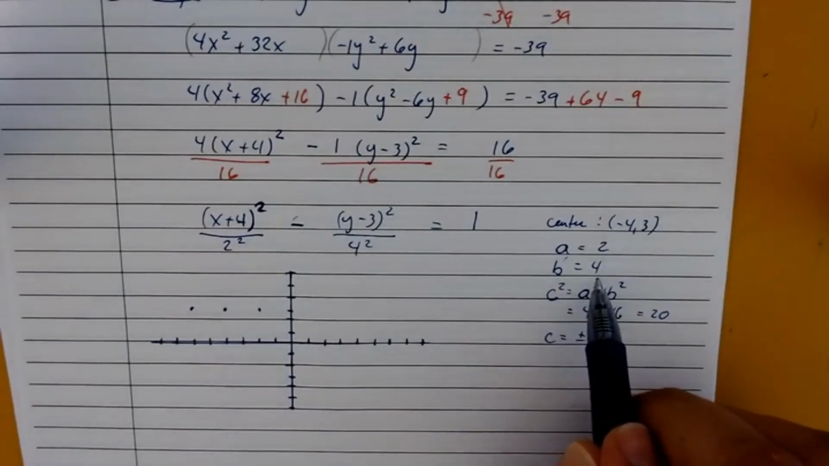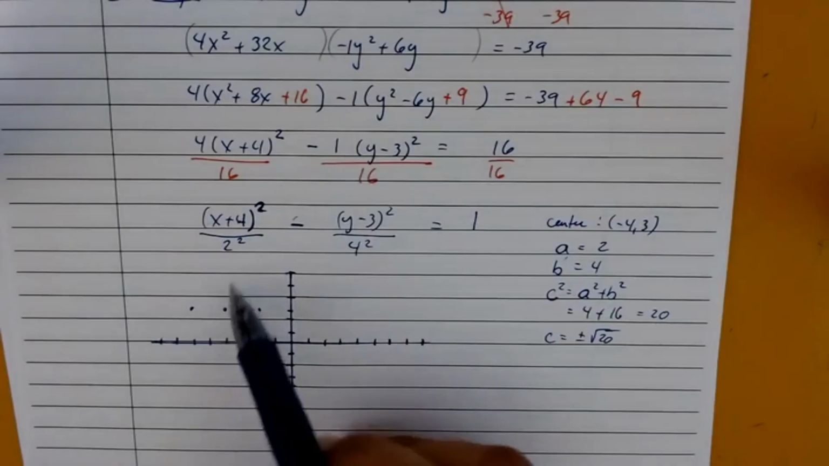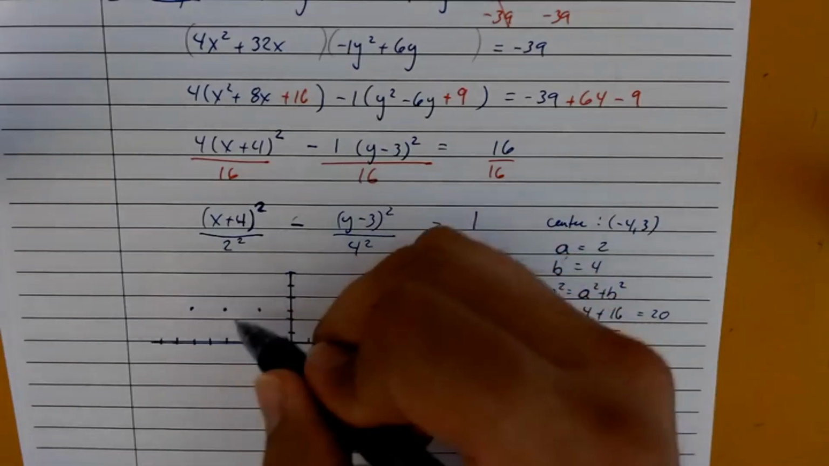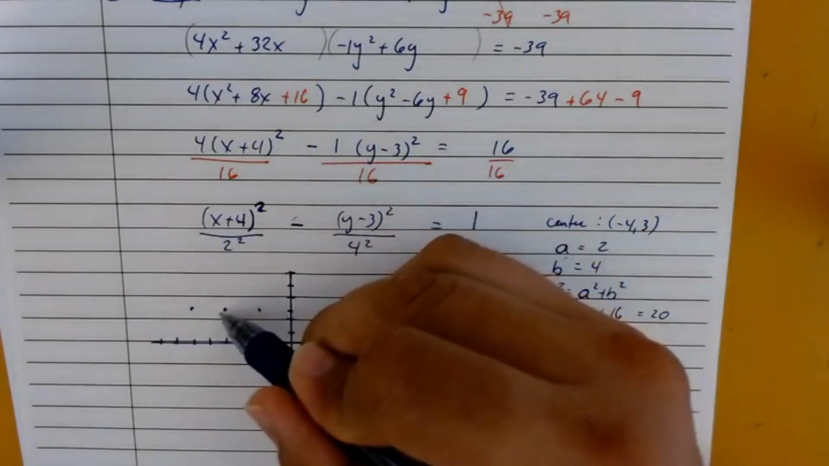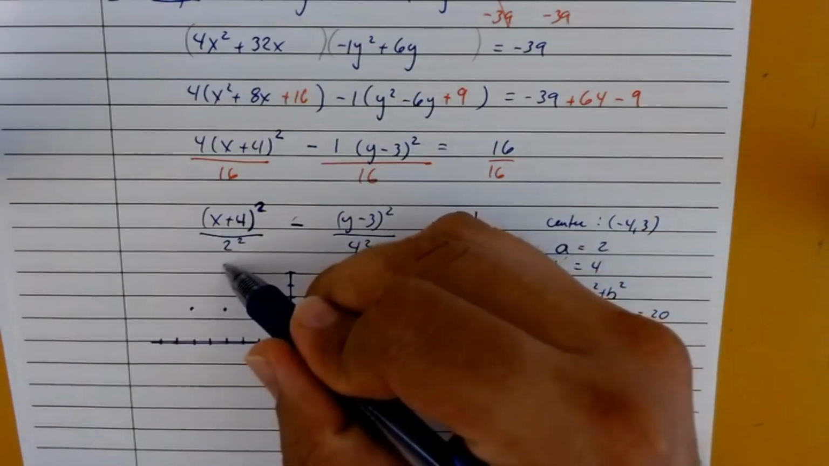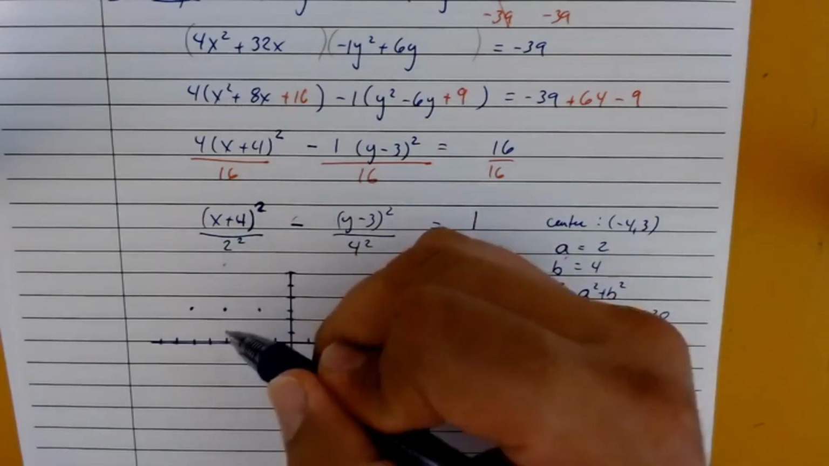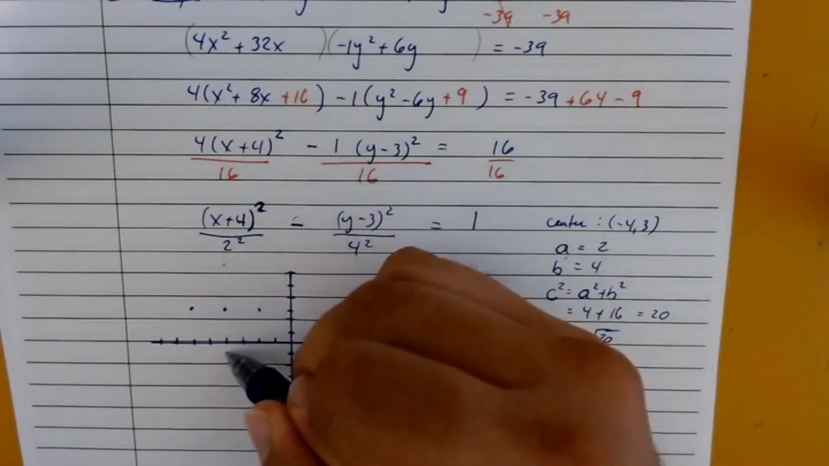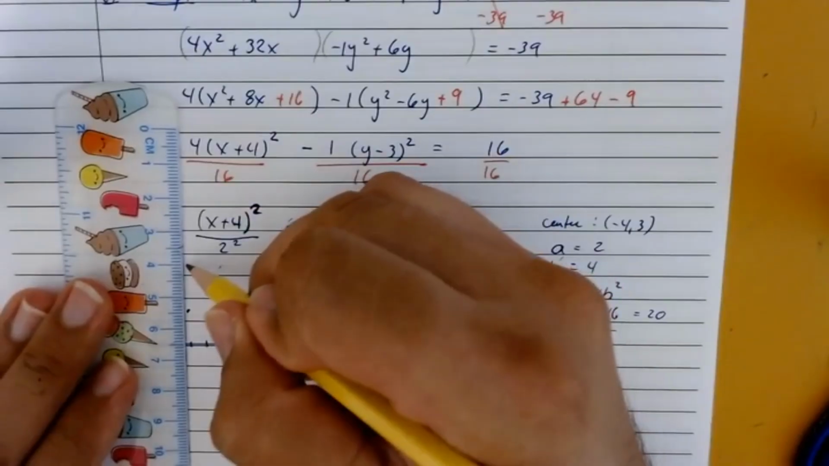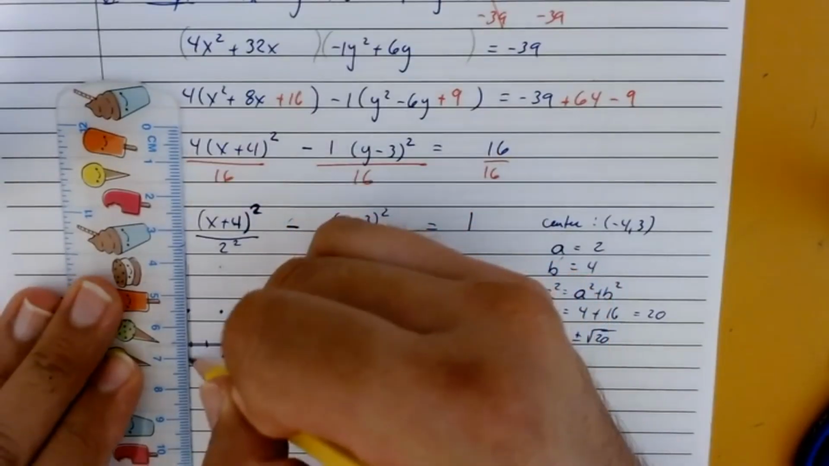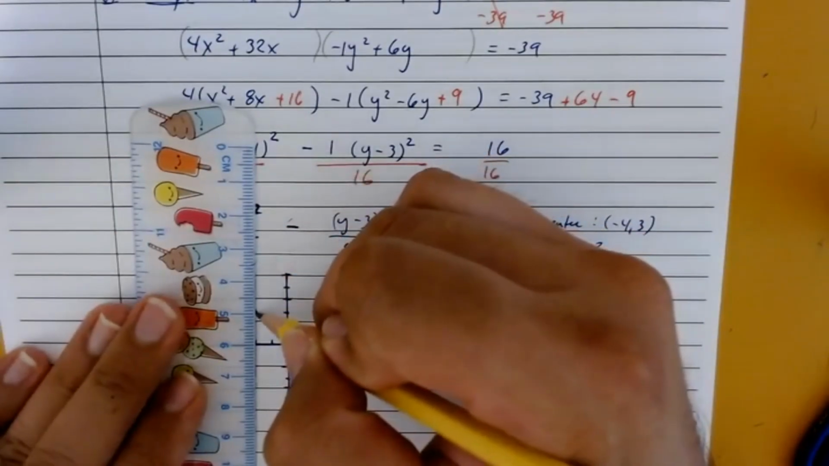b is going to give us 4 units that forms a line perpendicular to this. So we're going to go up 4 units from here: 1, 2, 3, 4. And from here down, 1, 2, 3, 4. We can connect those to form a box, which will then give us our asymptotes.